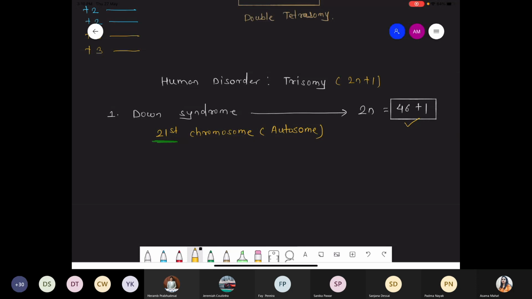Now, second example, Patau syndrome. Patau syndrome is related to the 13th chromosome, and in case of Patau the same condition holds, that is presence of 46 chromosomes plus 1. So there is addition of one copy of chromosome 13.